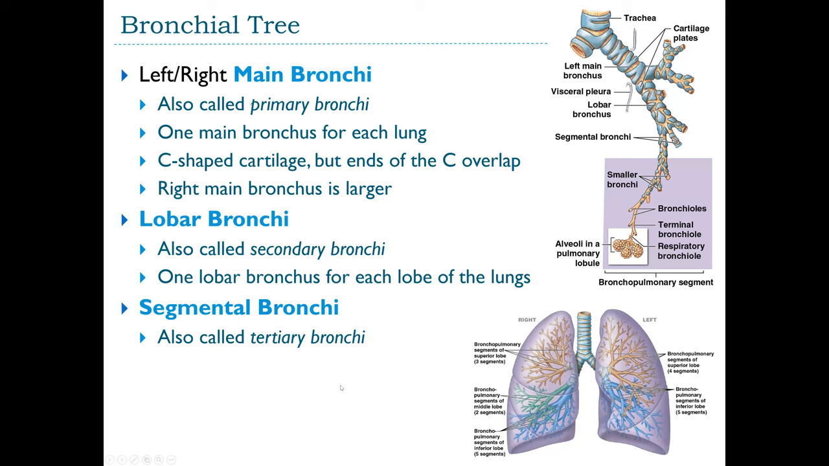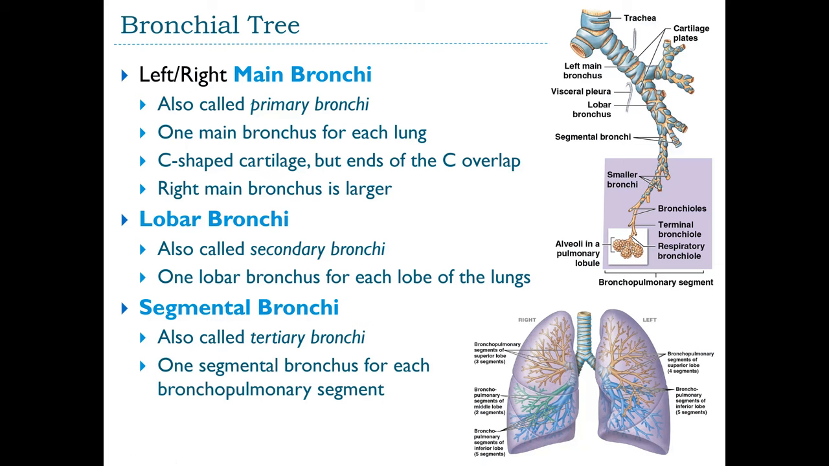And then the lobar bronchi are going to divide into segmental bronchi, and these are also called tertiary bronchi. And you have one segmental bronchus for each bronchopulmonary segment. So in the right lung, there are a total of 10 segments, so there are 10 segmental bronchi. The left lung has between 8 and 9 segments, so between 8 and 9 segmental bronchi.